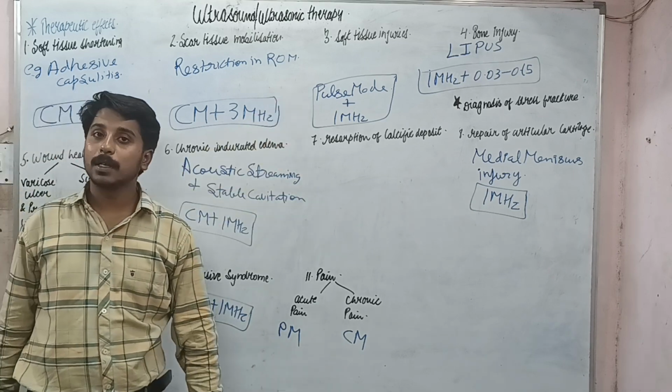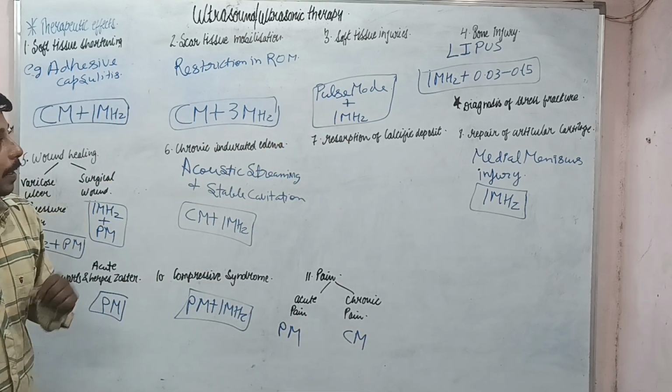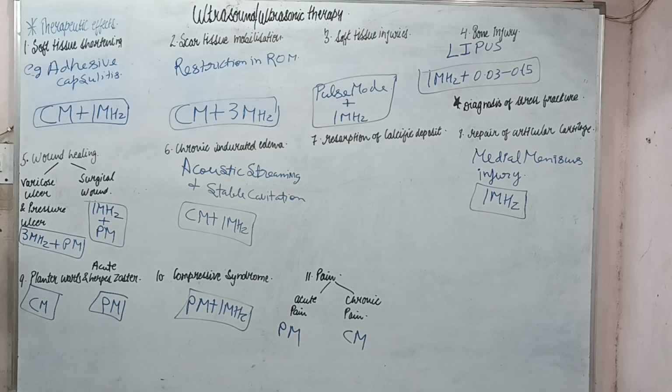Soft tissue injury, definitely the pulse mode and 1 megahertz. Then for LIPUS, that is the bone injury, it is very low intensity and pulse mode. Wound healing, surgical, it is deep, so we need to have more depth of ultrasound, so 1 megahertz, and here also 3 megahertz. And why is pulse mode used?